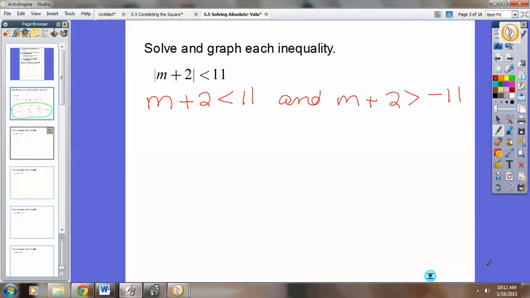So let's solve both of these inequalities. This side I'll subtract 2. m is less than 9. On the right side, I'll also subtract 2. m is greater than -13.